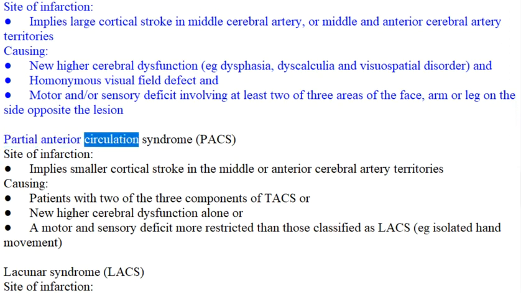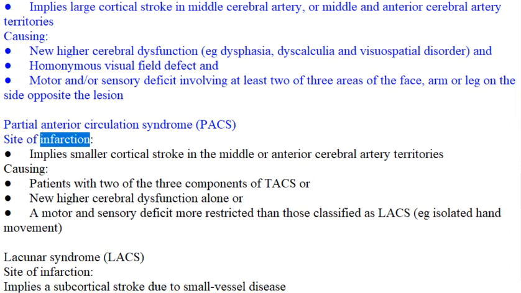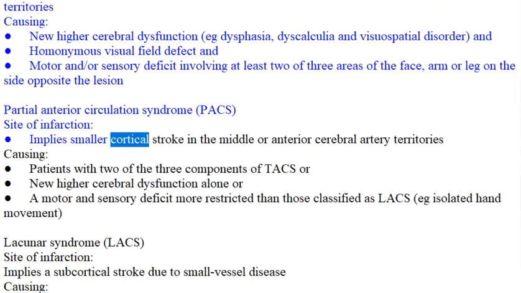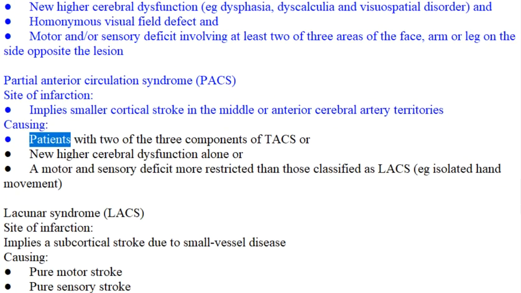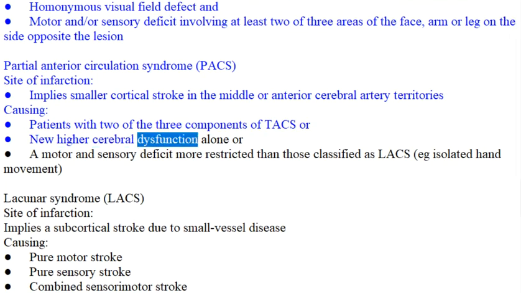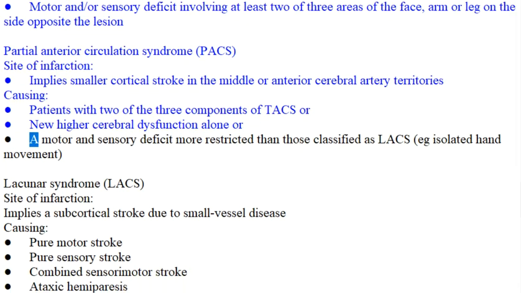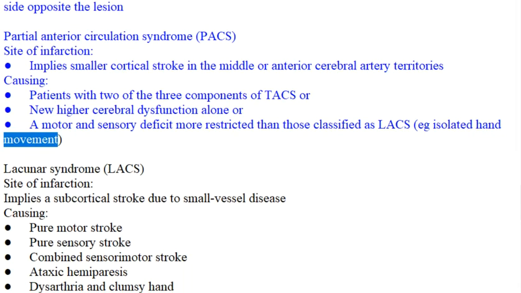Partial anterior circulation syndrome, PACS. Site of infarction. Implies smaller cortical stroke in the middle or anterior cerebral artery territories. Causing patients with 2 of the 3 components of TACS or new higher cerebral dysfunction alone or a motor and sensory deficit more restricted than those classified as LACS, e.g. isolated hand movement.